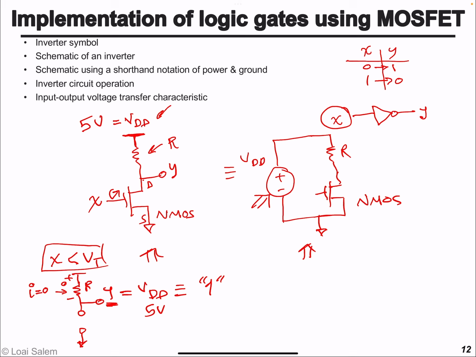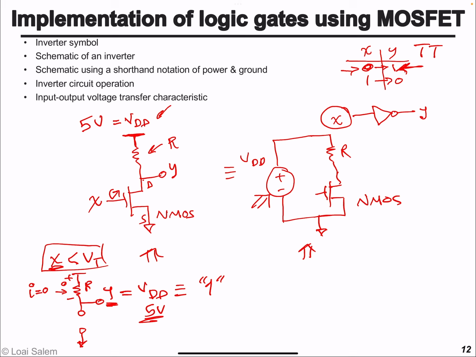On the other hand, this essentially implements the first row in the truth table of a NOT gate or inverter function. So when the input is 0, which is less than the threshold voltage, the output is going to be logic 1, or essentially 5.